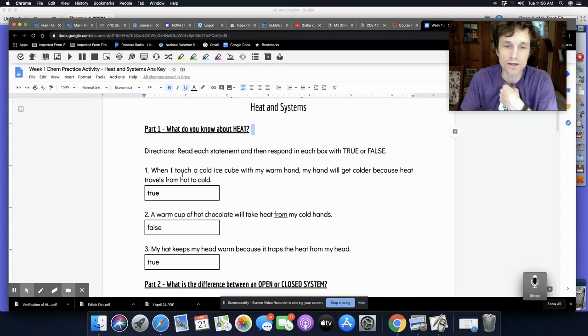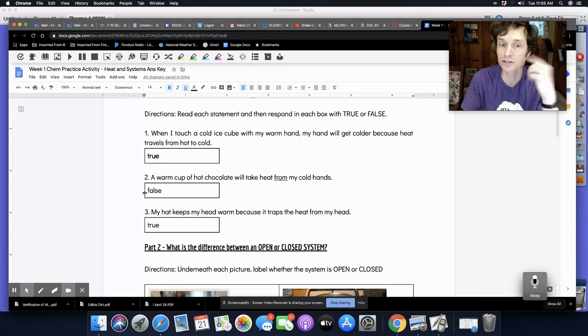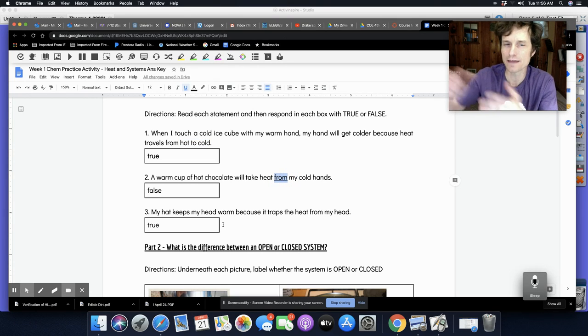So I just want to keep that in mind as we think about the answers here, that when you're touching a cold ice cube, your hand gets colder because heat is leaving. They say heat travels from hot to cold, so that would be a transport of your hot hand to the ice. Warm cup of coffee, take away from, I emphasize from, that seems like it's going away. That would be false because it's actually the other way around. The hot cocoa would be giving you heat.